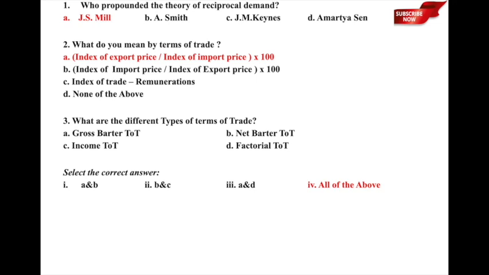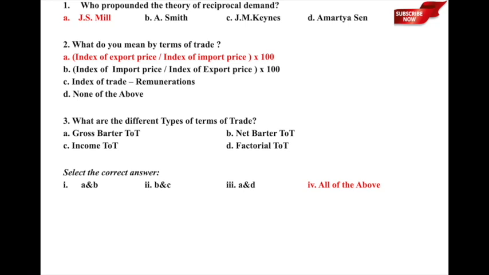They are asking us the meaning of terms of trade, or they might ask us to define it, or also they might ask us the mathematical formulation of terms of trade. So let us look at the question. What do you mean by terms of trade? And the underlying options are A. Index of export price divided by index of import price multiplied by 100. The second is index of import price divided by index of export price into 100. The third is index of trade minus remunerations, and the last is none of the above.